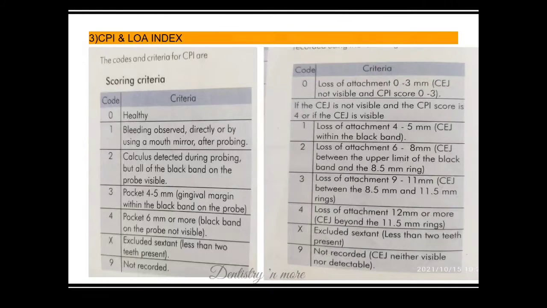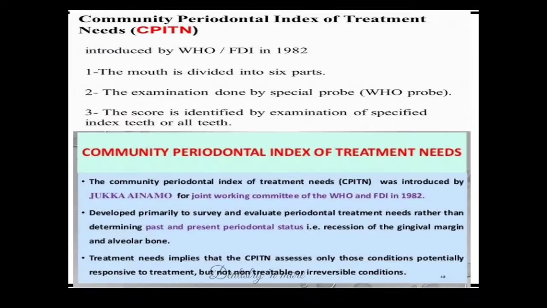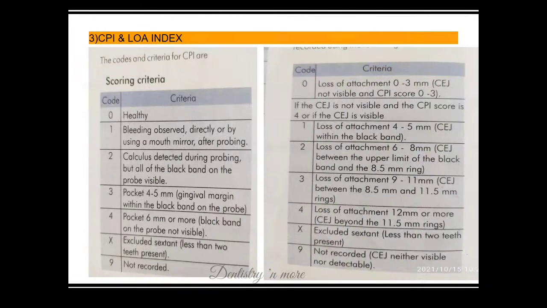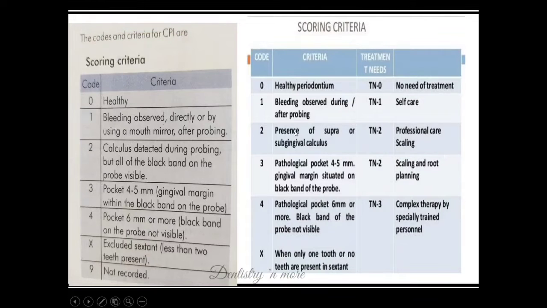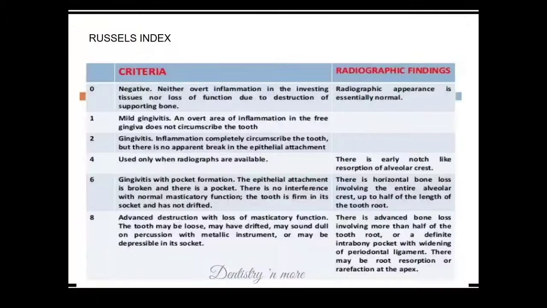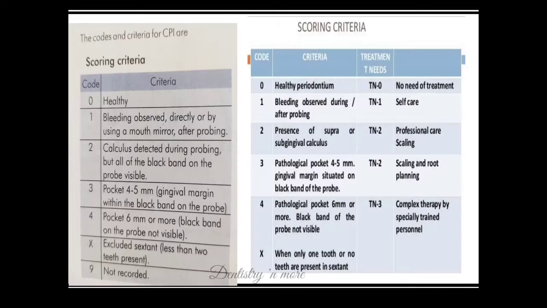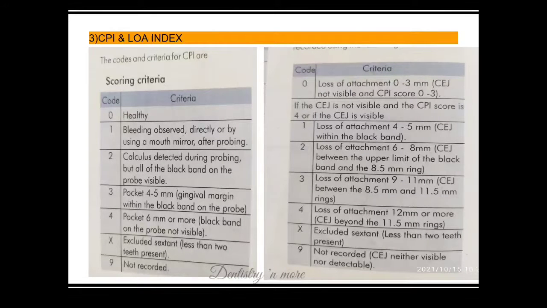Because of the treatment need index, CPITN was overestimated. So in 1994 WHO replaced this treatment need part. Similarly in Russell index, what happened was it is very overestimated, because the actual sign of periodontal disease is loss of attachment, which is nowhere mentioned in Russell index. CPITN also nowhere mentions loss of attachment. So CPI is CPITN where the treatment need is replaced by loss of attachment index by WHO in 1994.